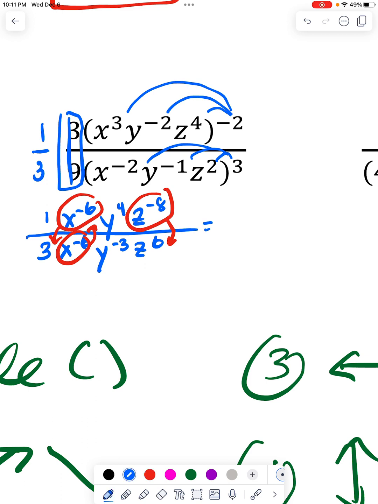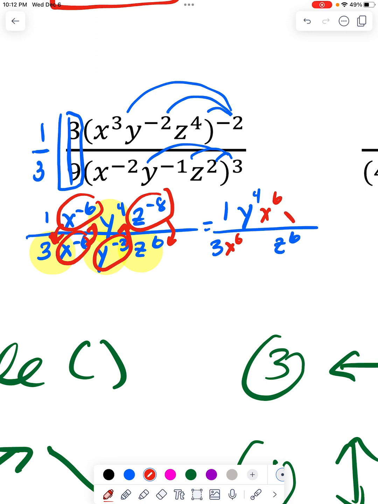So my 1, which I really don't need to write, that y to the 4th that was there before, these guys are all staying. Oops, I missed one. Because this y down here to the 3 is also negative. And in the bottom, the only things that are staying put are the 3 out front and that z to the 6th. So the things that moved: this x to the -6 moves to the bottom to become positive, but this x to the -6 that was on the bottom moves to the top. This y to the 3rd that was on the bottom and negative moves to the top to become positive, and this z to the -8, which was negative on top, moves to the bottom to become positive.